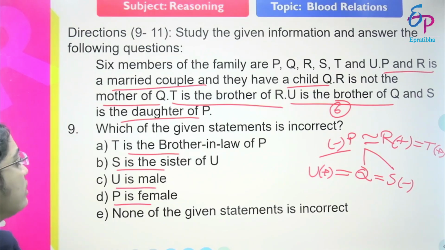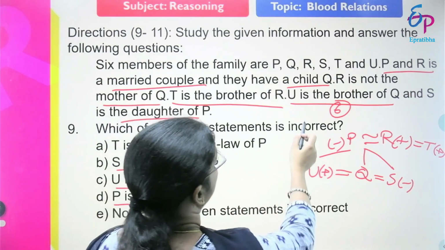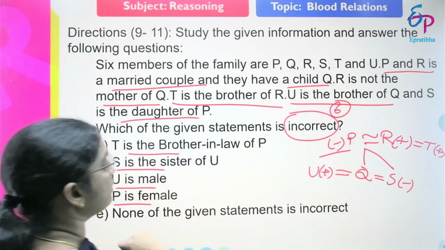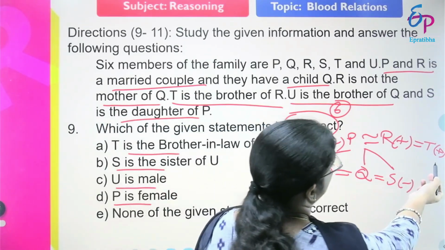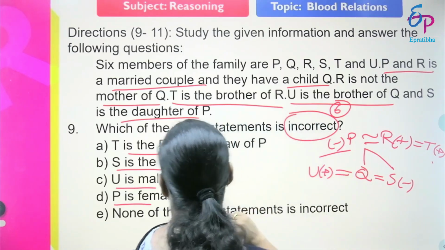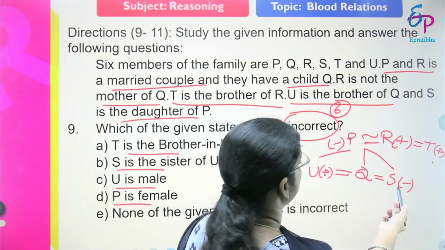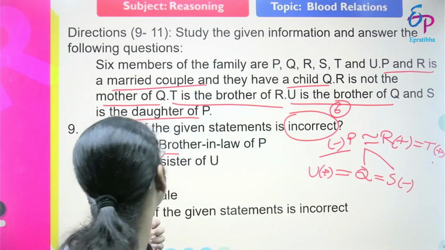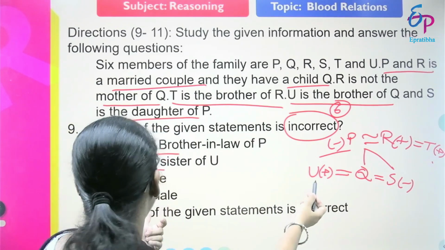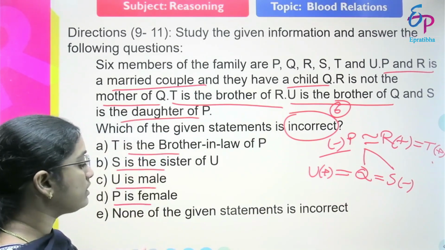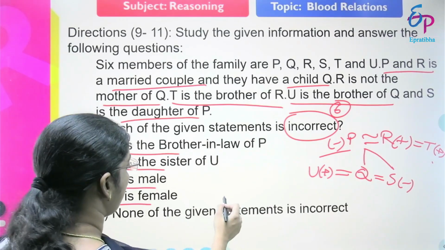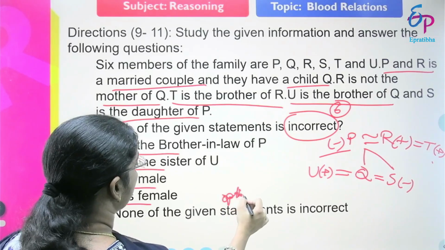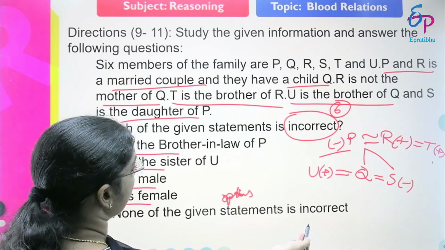So here we need to take which of the given statements is incorrect, friends. We need to find out the incorrect one. Check once again. T is the brother-in-law of P, right? So T is definitely brother-in-law of P only. Then next, S is the sister of U. Yes, that is also true, and U is a male and P is a female, all are correct. So here the answer is none of the given options. None of the given statements is incorrect.